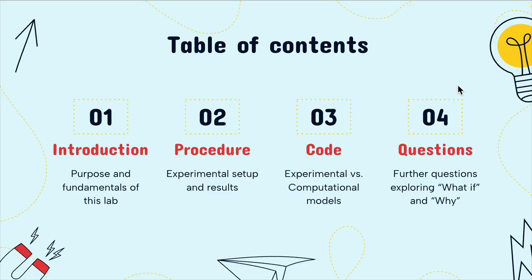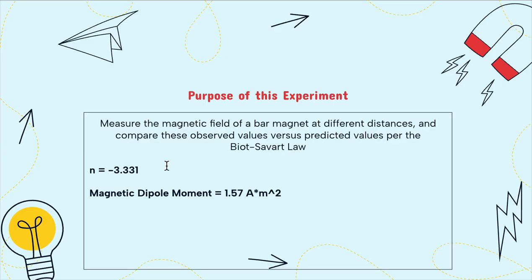So before we get into this presentation, I'll just cover what we will be going through. Firstly, I'll go over the introduction, where I discuss the purpose and fundamentals of this lab. Secondly, the procedure, where I talk about the experimental setup and results. Third, the coding section, where I talk about the experimental versus computational models and how they performed. And then fourth, I'll answer the questions of what if and why.